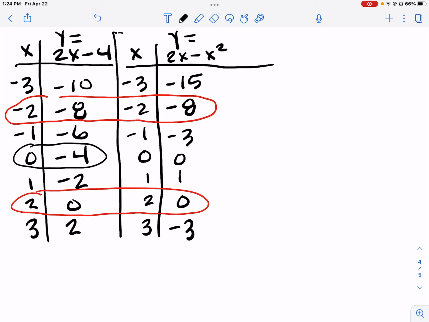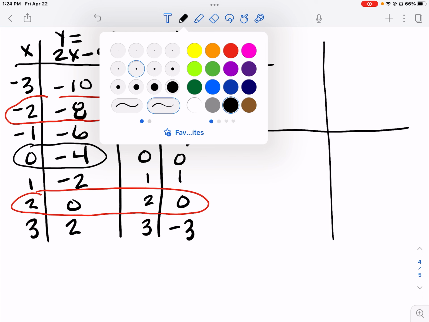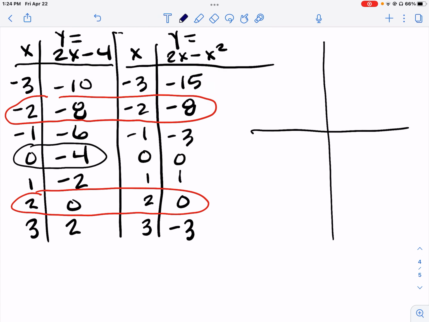Okay, so let's graph these to see what area we're finding. Okay, I'm going to graph the line in blue. Okay, so -3, 10, -2, 8, -1, -6, 0, -4.